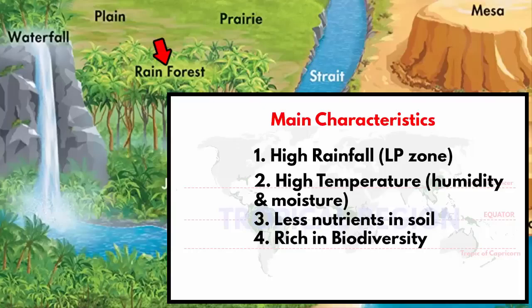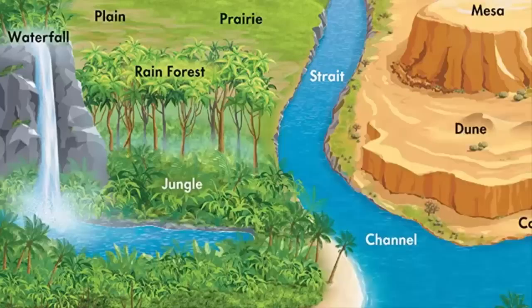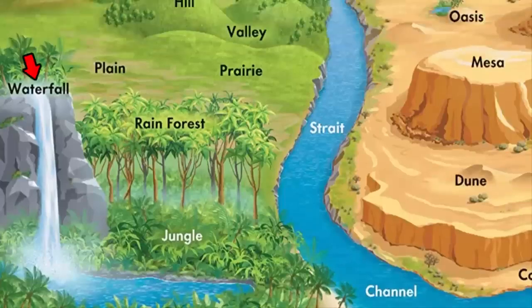And the last point is, the equatorial region is rich in biodiversity. That is why most of the biodiversity hotspots are located in the tropical region. And the meaning of the word biodiversity is a high level of variety of plant and animal life at a particular place. The next one is waterfall.